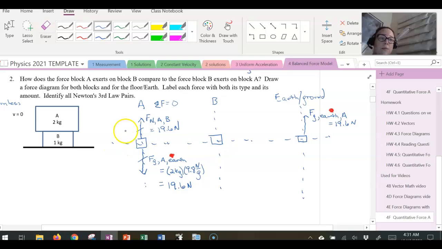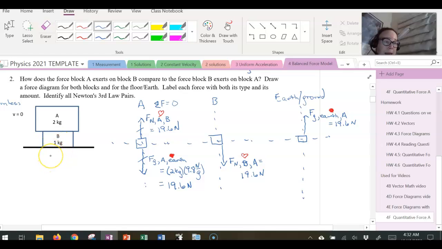The third law pair has to be the same type of force. It's also a normal force, but it has to be on B being exerted by A. And it's going to be the same amount of force, but just pointing in the opposite direction. You could think of it as the weight of A pressing down onto B. Okay, let's keep going with block B.